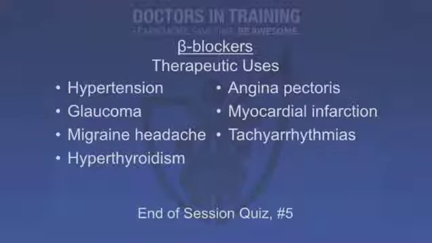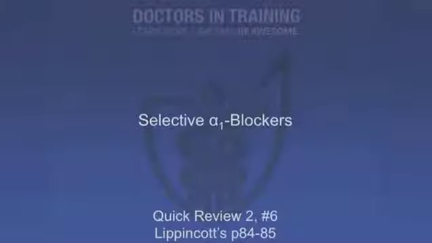They can be used to treat tachyarrhythmias because they slow down the heart rate. And they're also used in chronic compensated congestive heart failure. Remember, I said we don't use beta blockers in acute congestive heart failure, but for chronic compensated heart failure, they're a good thing. Next, what class of medication is good for treating hypertension and benign prostatic hyperplasia? These are the selective alpha-1 blockers.